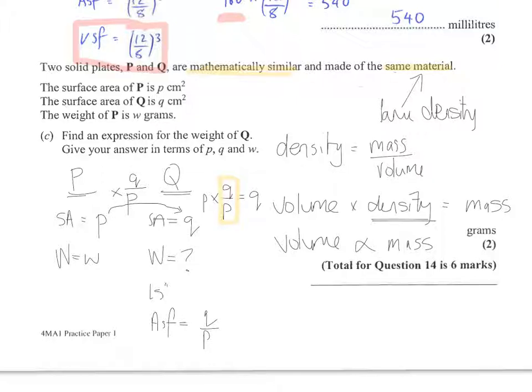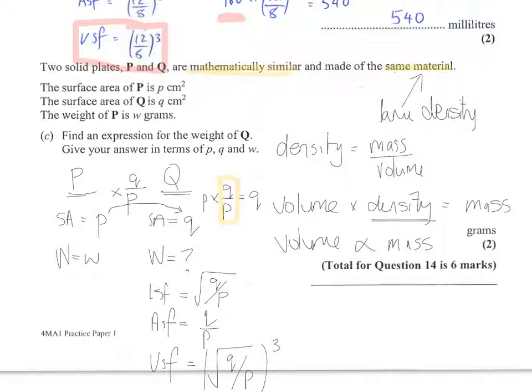My length scale factor, well, to go from length to area I'm squaring the scale factor. So to go the other way around, I need to square root. So length scale factor is the square root of Q over P. The volume scale factor is going to be the length scale factor cubed.